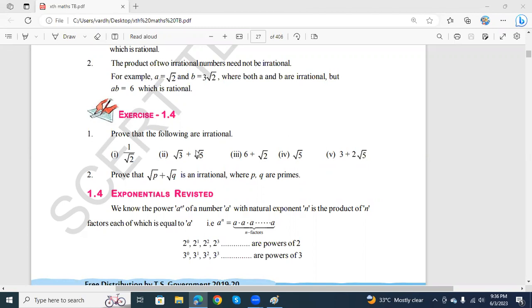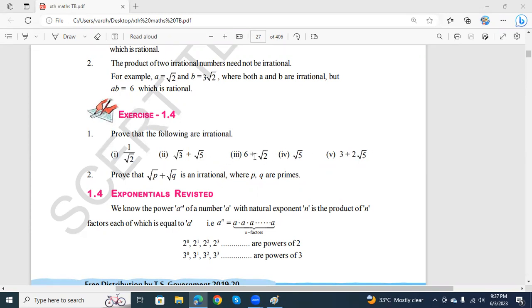In the first two bits I have explained in the previous video. Now I am going to explain the third and fourth bit. Okay. So we are giving the proof for the irrational numbers. Prove that the following are irrational numbers. Already we discussed the types of irrational numbers here.